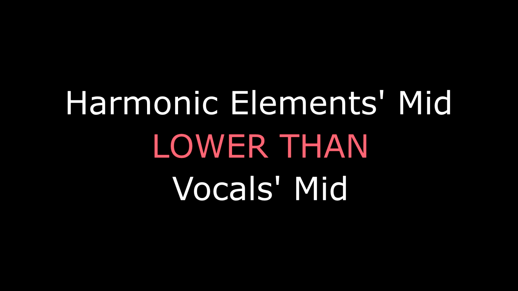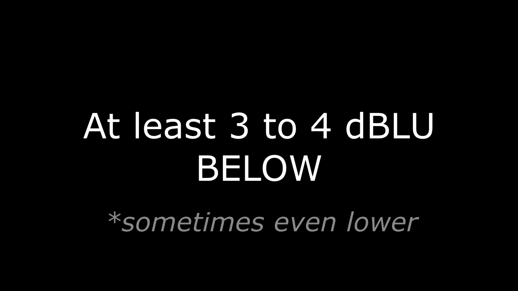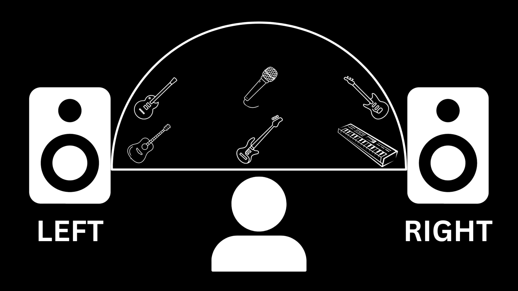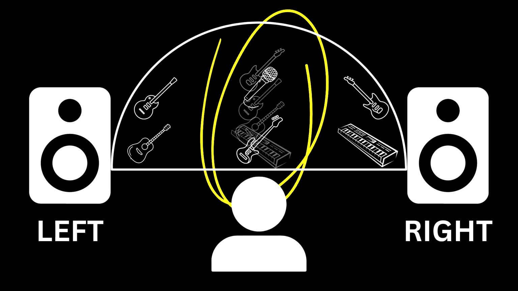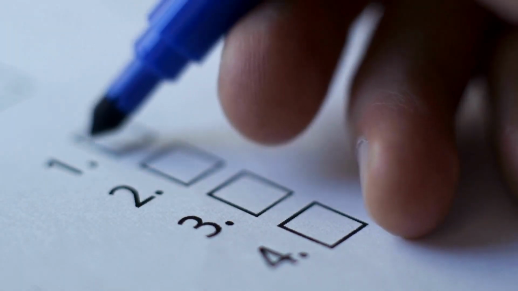And I'm going to say even more. From my experience, the mid-channel of the harmonic elements is usually at least 3 to 4 dB below the vocals in loudness units, and sometimes even lower depending on the genre. So this is why people suggest checking your mix in mono. It's because the mid component of the tonal elements can interfere with the main elements in the center, if not balanced properly.